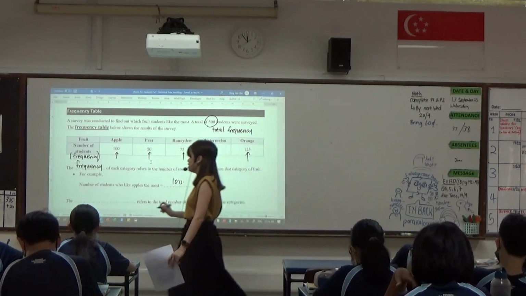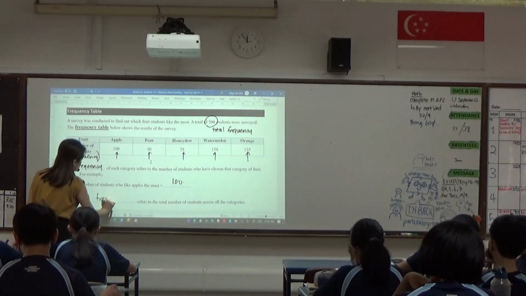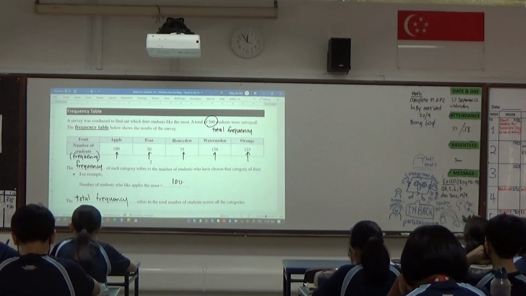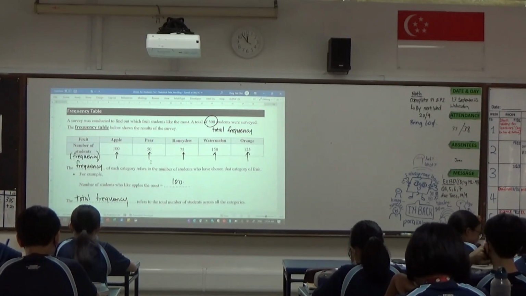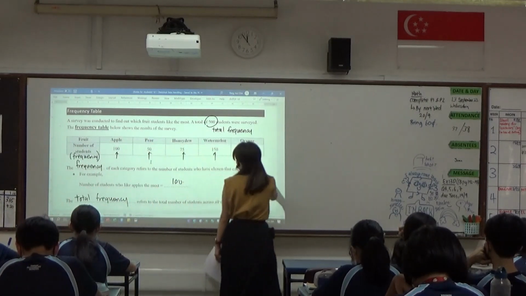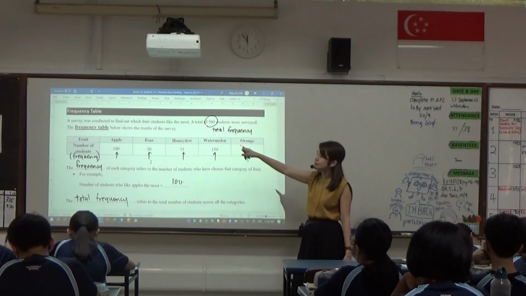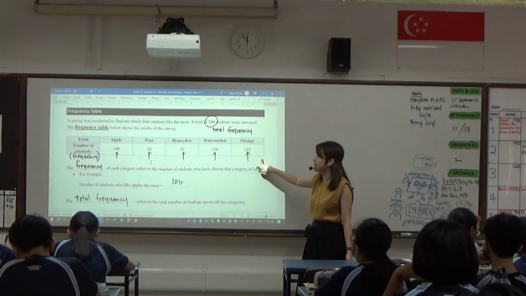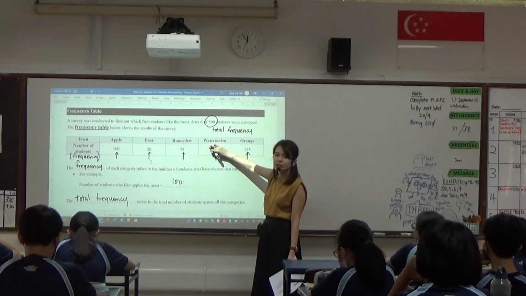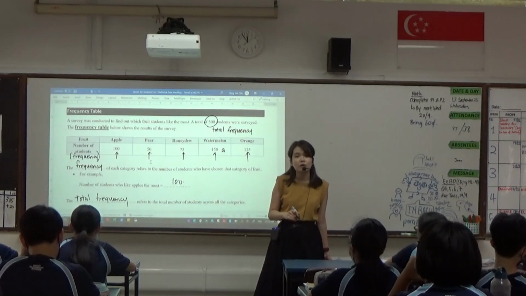Then as mentioned earlier, the total frequency refers to the total number of students across all the categories. So in this case, if you were to add up all these values, it should give you 500. Sometimes questions could be such that they give you 500 over here, they don't give you a value here. So they maybe call this A.